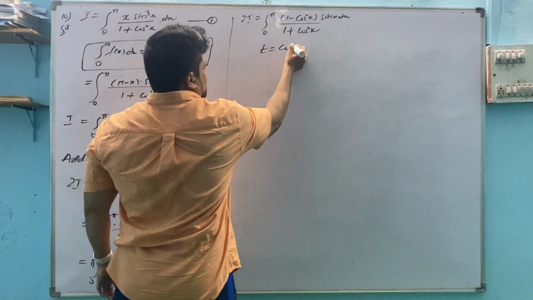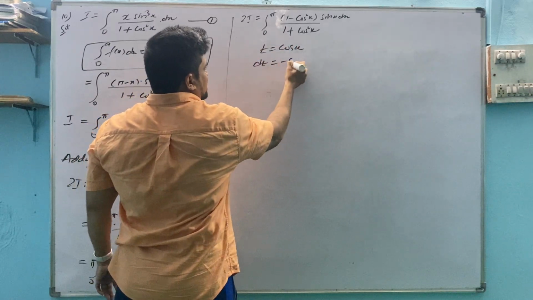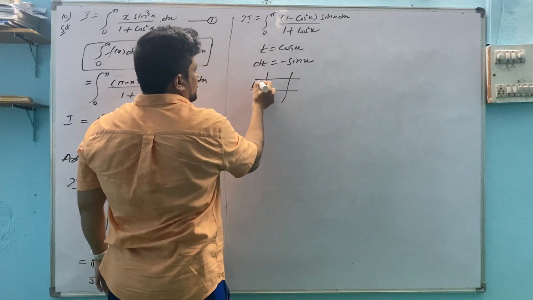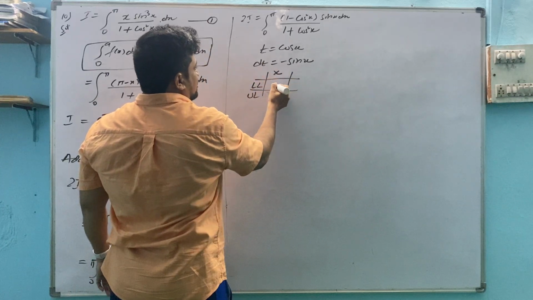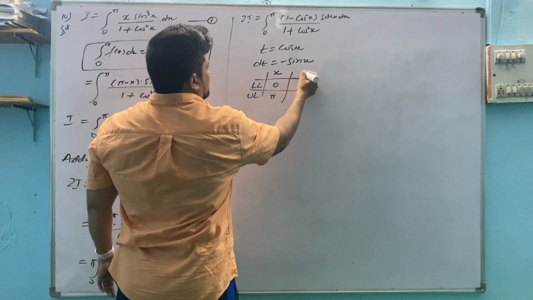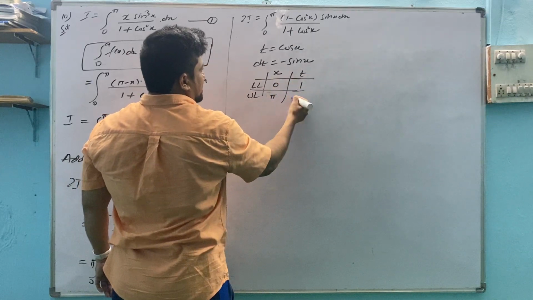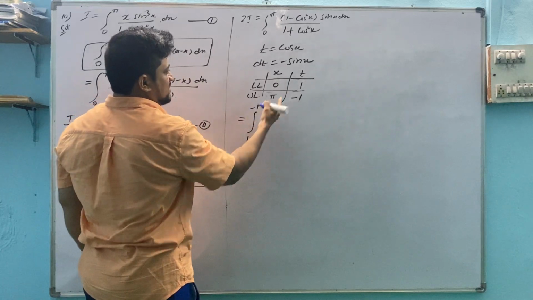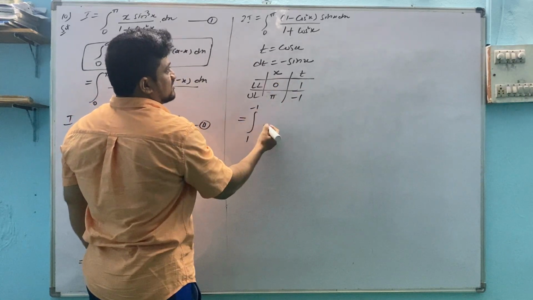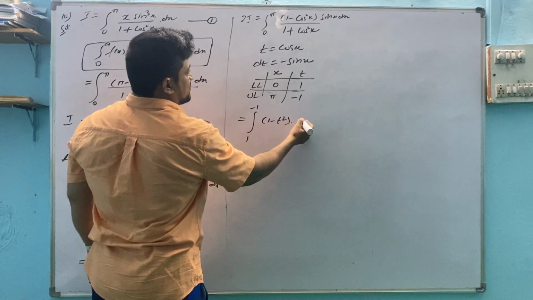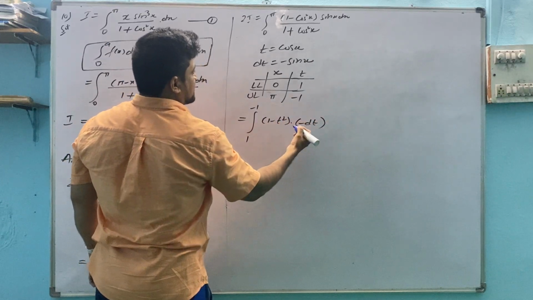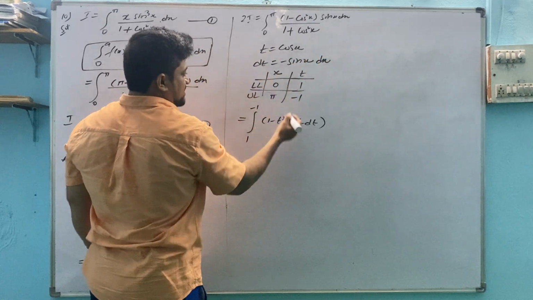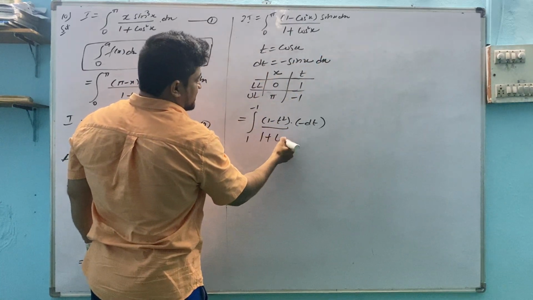t is equal to cos x, dt is equal to minus sin x dx. Limits are there, lower limit, upper limit. Cos 0 is 1, cos pi is minus 1. So integral 1 to minus 1. See, lower is 1, upper is minus 1. 1 minus t square into minus dt. This minus comes here, divided by 1 plus t square.